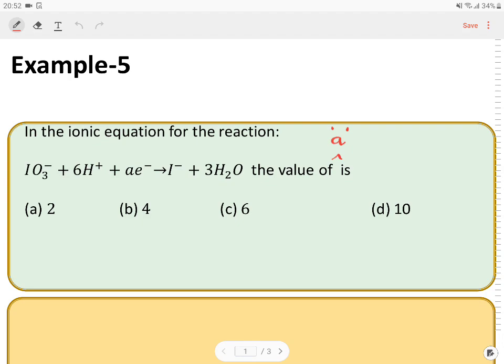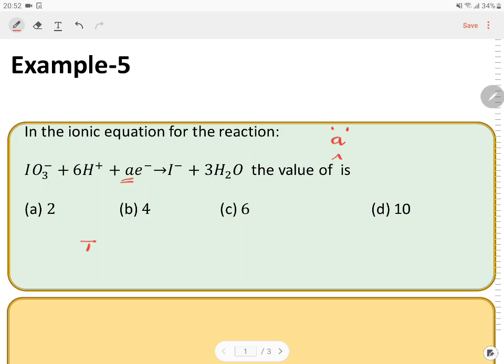In the ionic equation for the reaction, IO3⁻ + 6H⁺ + a e⁻ → I⁻ + 3H2O, the value of a is, you have to find the value of what? a. How many electrons should be added? Simple, I need not bother about H⁺ and 3H2O. We are interested in only finding the number of electrons.